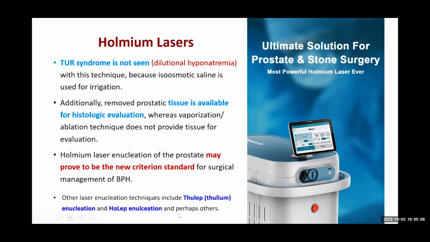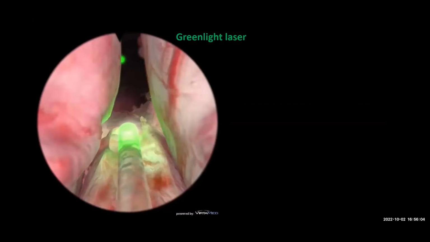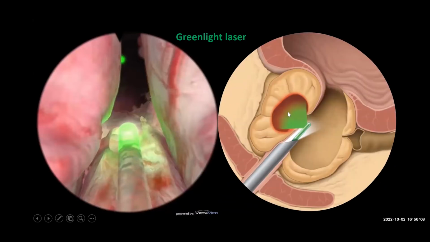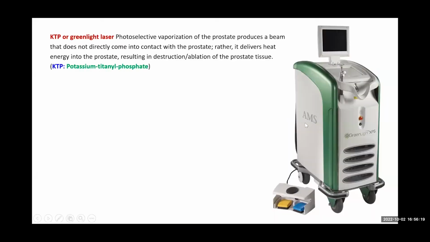And there is also a thulium enucleation, which is almost the same, or you can call it a variation of holmium laser. So this is green light laser. You know, this is how you remove the tissue. On this side, the prostate gland tissue has been removed, and it is being removed on this side as well, okay? This is the apparatus that produces the green light laser.